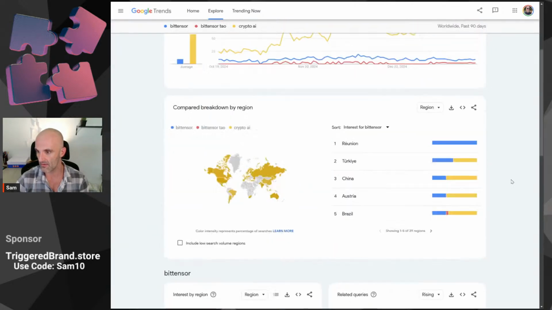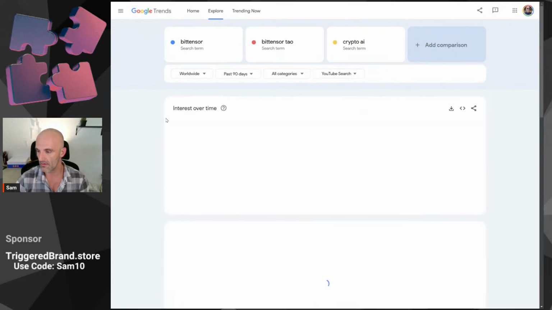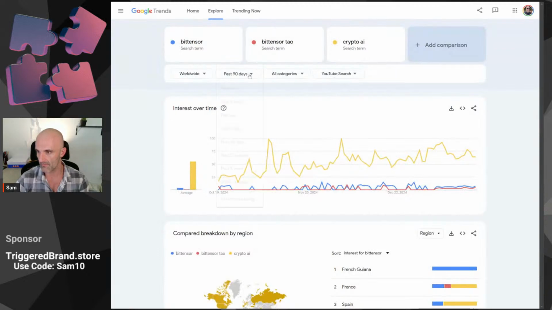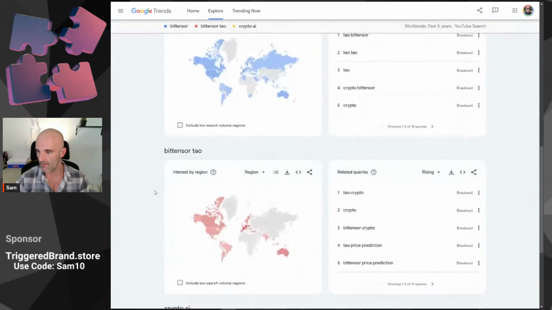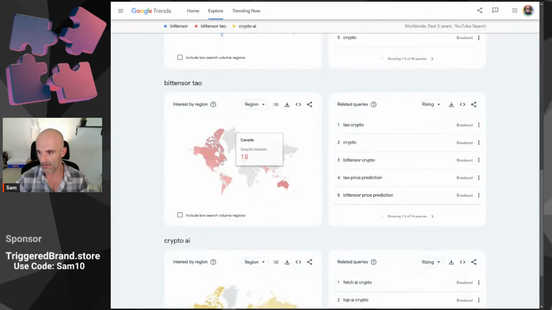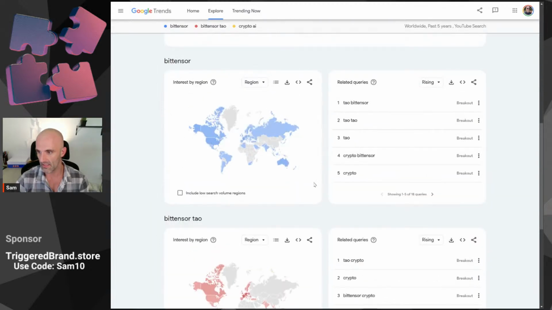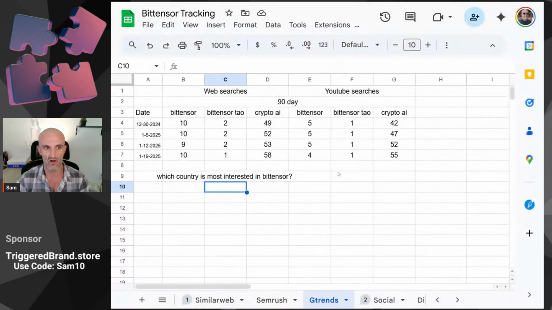And if you come down, where was it? It was on maybe YouTube over the last 5 years. If you look here, over the last 5 years, because there's not a 3-year mark here, you can see the popularity of the search terms and where they're most popular in terms of interest, which is very interesting when you think about what country is going to be the biggest developer of subnets on Bittensor.